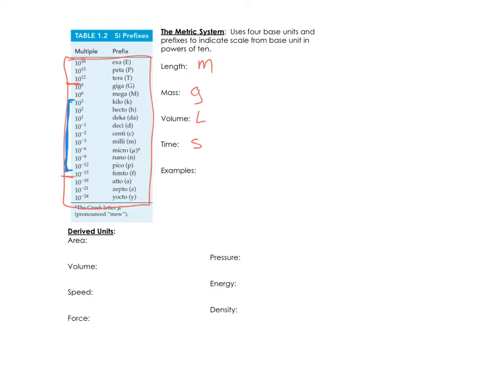Okay. Those are the major ones. So, like if we say there's 100 centimeters, I can convert this into 1 meter. Okay. If I have 10 to the 9 nanometers, I can convert this over to 1 meter as well.